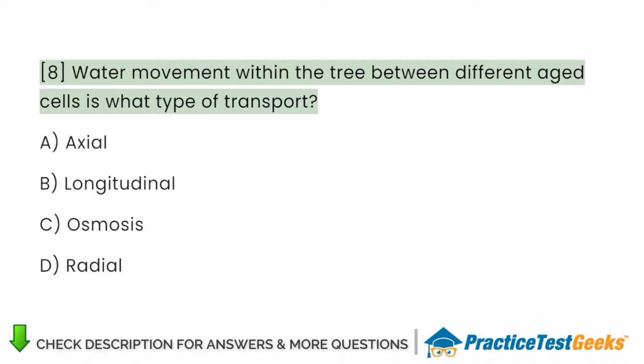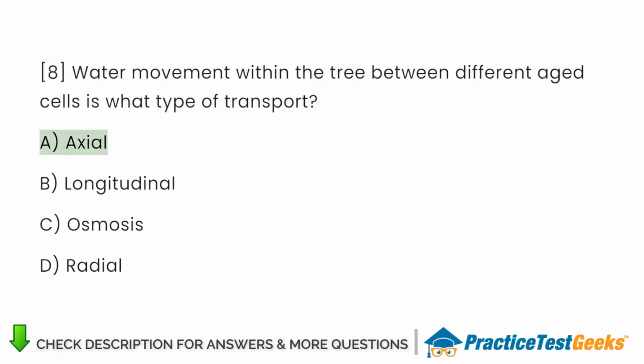Water movement within the tree between different aged cells is what type of transport? A. Axial. B. Longitudinal. C. Osmosis. D. Radial.